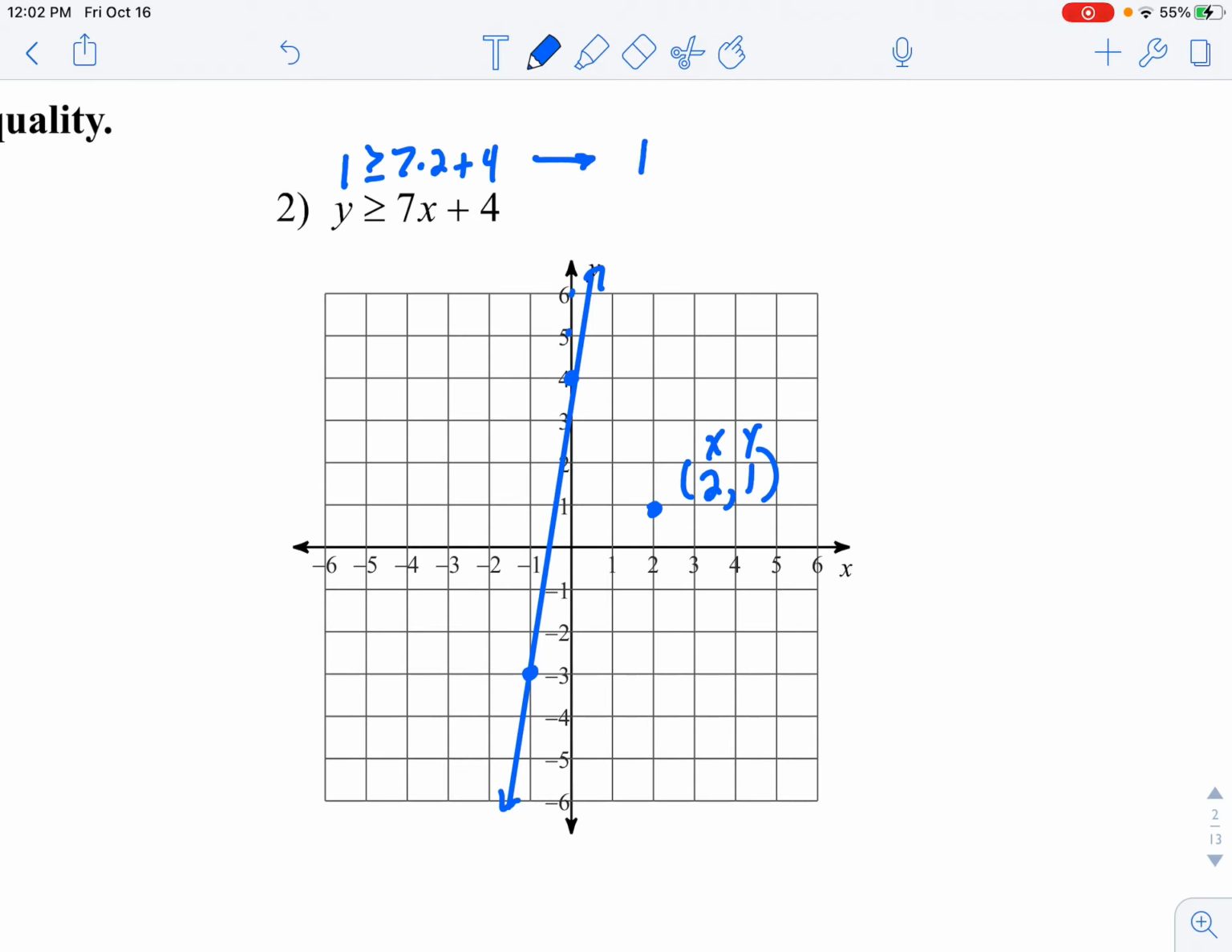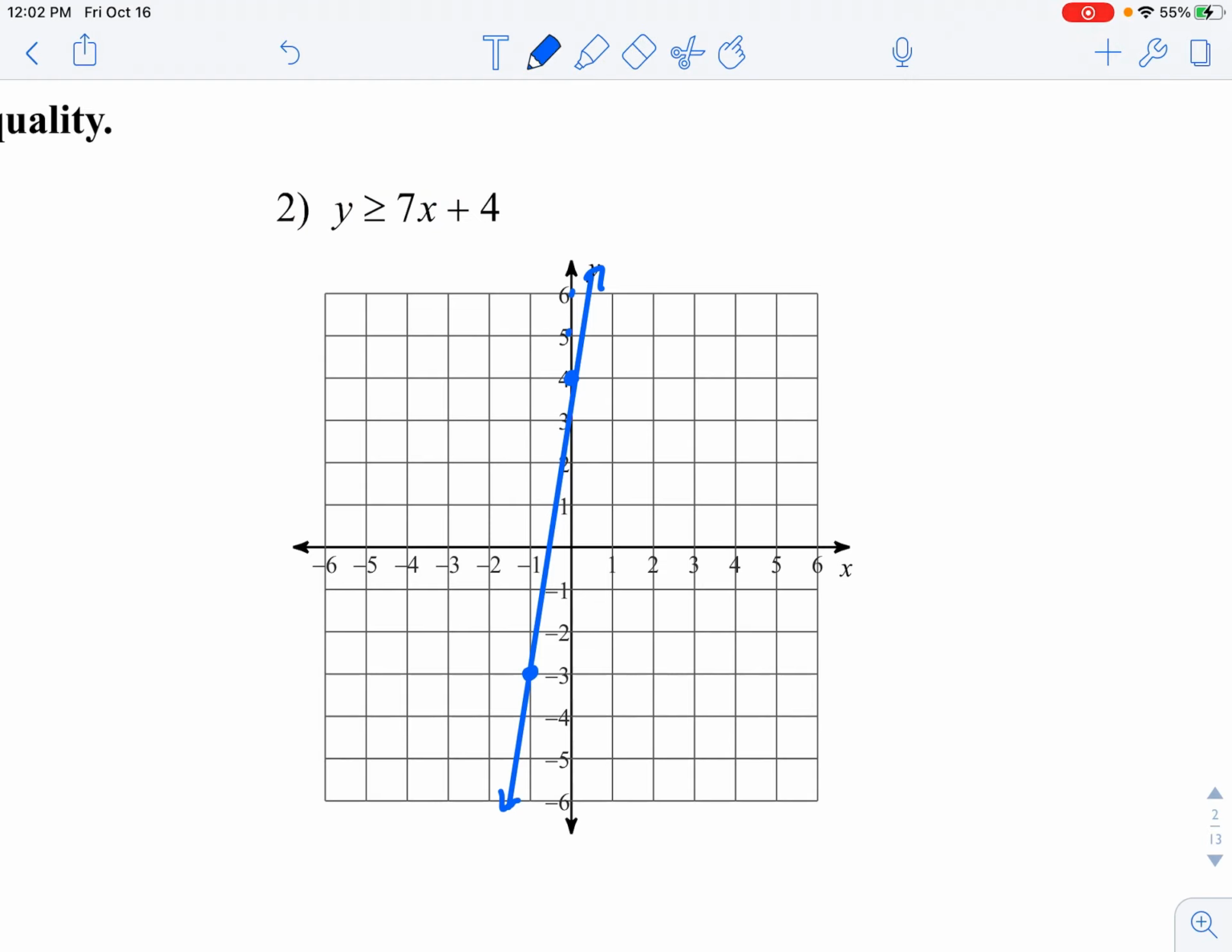If I work this out, I get 1 is greater than or equal to 14 plus 4, which becomes 1 is greater than or equal to 18. Is 1 greater than 18? Absolutely not. That means that this point does not satisfy or does not work in that inequality. And what that means is if this one point doesn't work, none of the points on this whole side of the graph are going to work either. So they are bad, garbage, no good, whatever you want to call them.